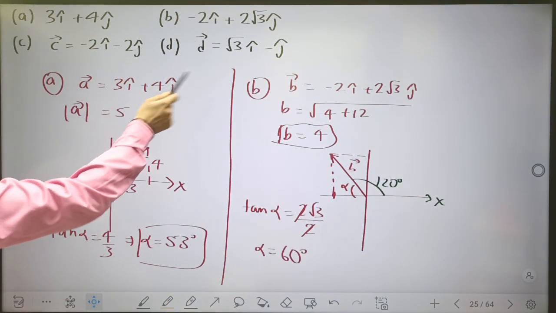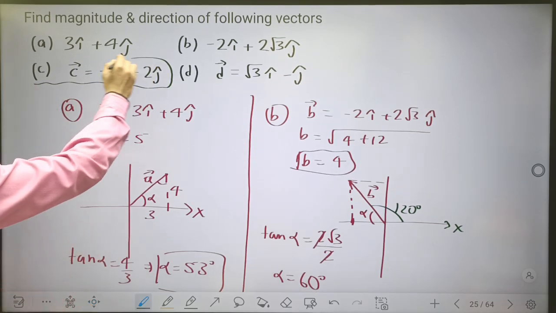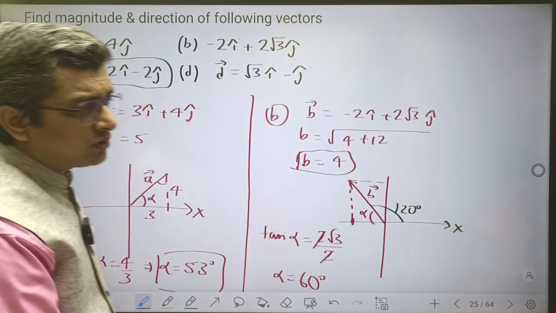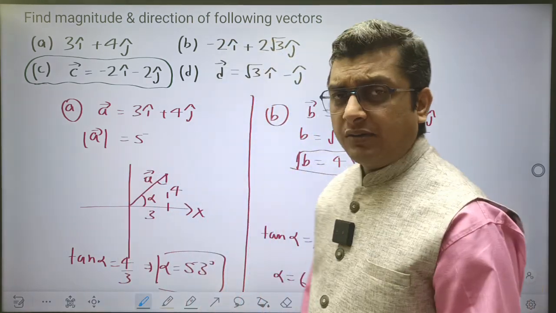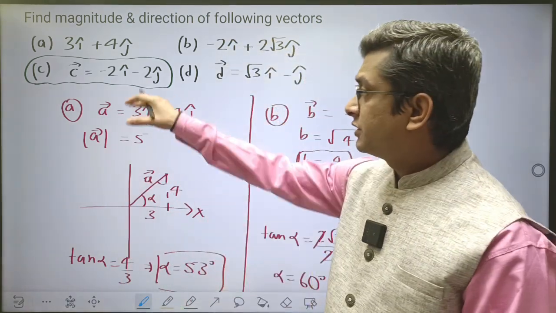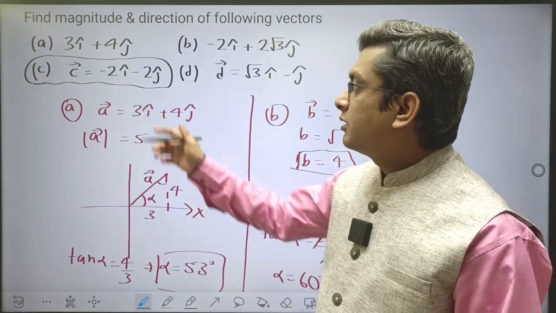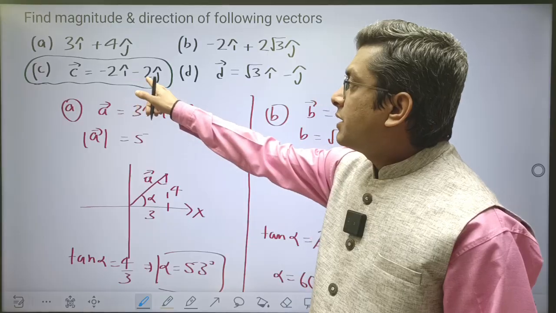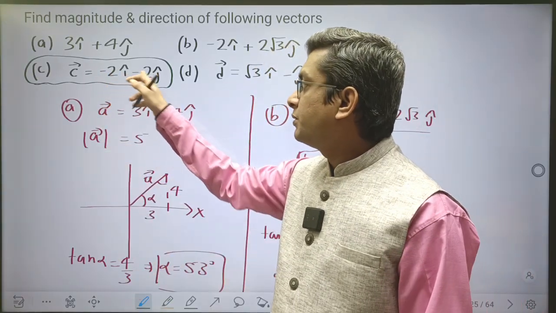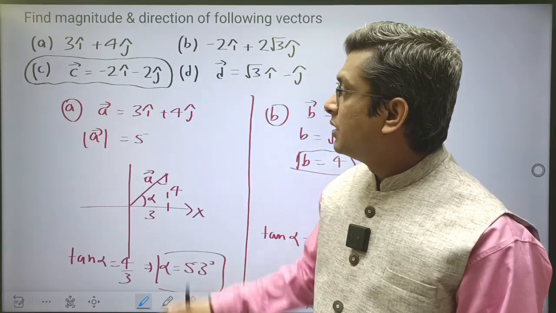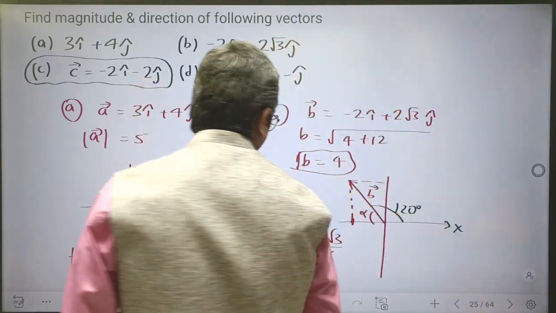So these two you can also do. Minus 2 i cap, minus 2 j cap. You can solve this well, isn't it? And if you are unable to solve it, just comment, then we will solve it, or I will make a separate lecture for such kinds of questions. Any question if you find difficulty, you can comment. Now this is minus 2 i cap minus 2 j cap. You can easily find the magnitude, that is root 4 plus 4, that is root 8, that is 2 root 2, and this will come in the third quadrant, because both are minus values.